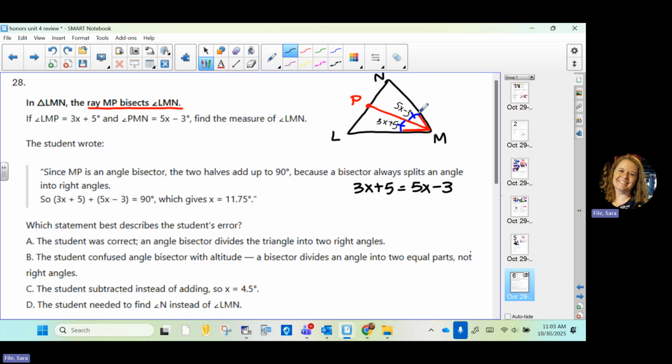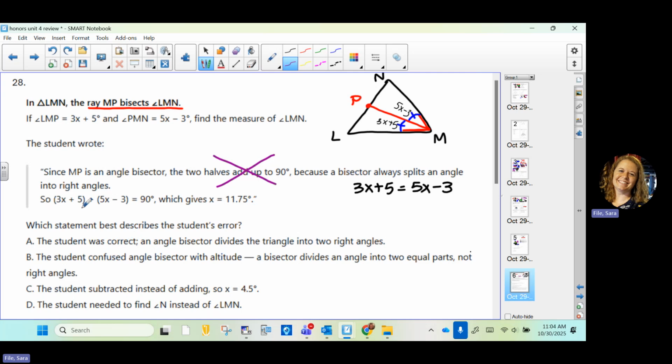Does that happen if an angle is bisected? Does that mean these two little ones have to add to 90? No, we were not told that NML is 90 degrees. We cannot assume that. We weren't told that these were perpendicular, that there was a right angle, nothing of the such. So we cannot assume that those two halves add to 90 because a bisector always splits an angle into right angles. No, that is not what an angle bisector does.